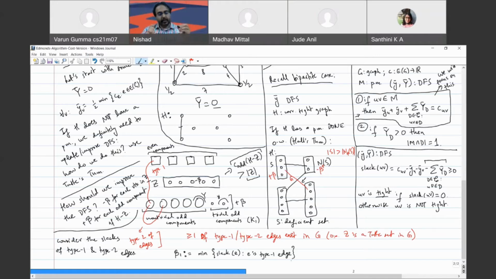However, the type 2 edges are more interesting because we are actually adding beta to both the ends, right? So if the edge is UV, we are adding beta to the vertex U and vertex V, or the corresponding odd component variables, right? And because we are adding 2 beta, we need to take the slack divided by 2, right? So let's say beta 2 is half of the minimum slack among all edges which are type 2.